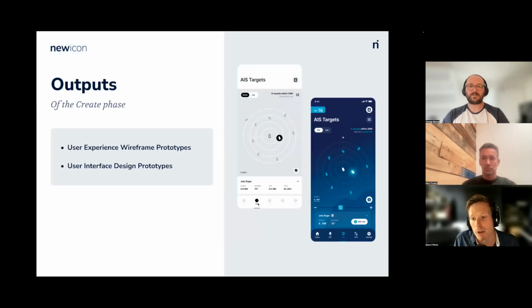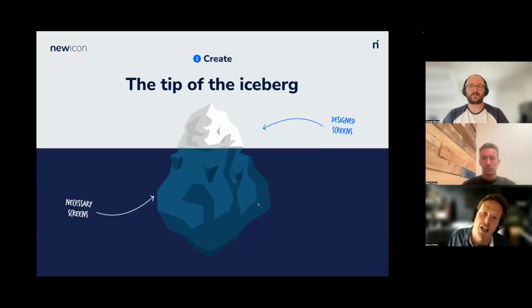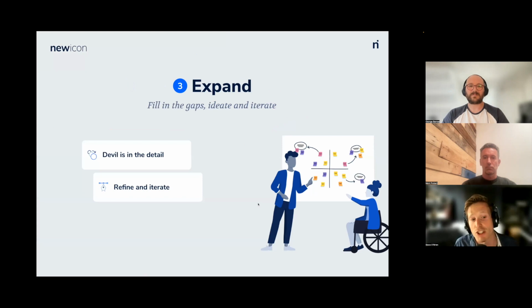And yeah, so the output is a clickable prototype. Sometimes this can be wireframes demonstrating the concept, and sometimes it could be more high fidelity prototypes. Of course, at this stage, like I say, it's the movie trailer. We've really just done the tip of the iceberg. In terms of the whole system, the necessary screens are obviously that whole part of the iceberg lurking under the water. And so that leads us on to the expand phase.